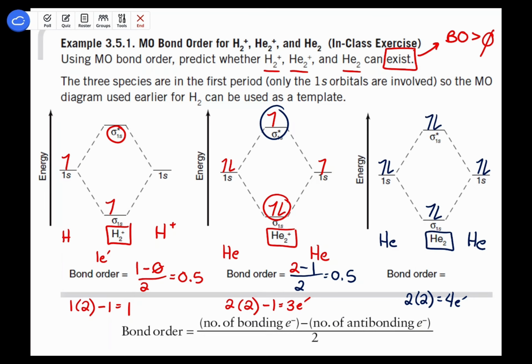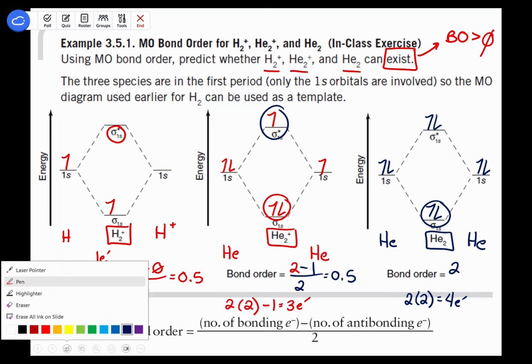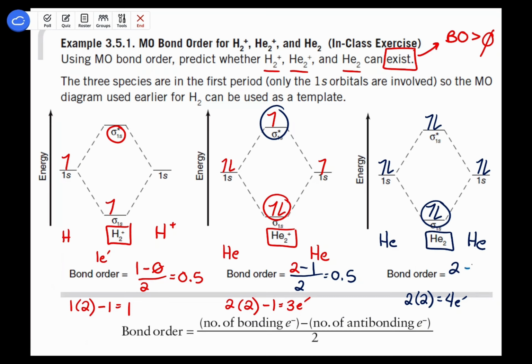So we have 2 electrons pulling these atoms together, and 2 electrons pushing these atoms apart. So when we go ahead and calculate the bond order, we have 2 electrons in a bonding orbital, and we have 2 electrons in an antibonding orbital, and we divide it by 2. So 2 minus 2 divided by 2 is 0. A bond order of 0 tells us that He2, the molecule, does not exist, DNE.